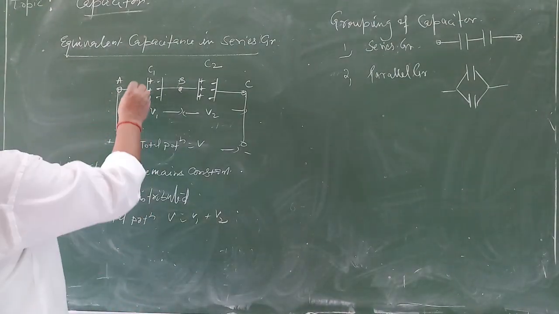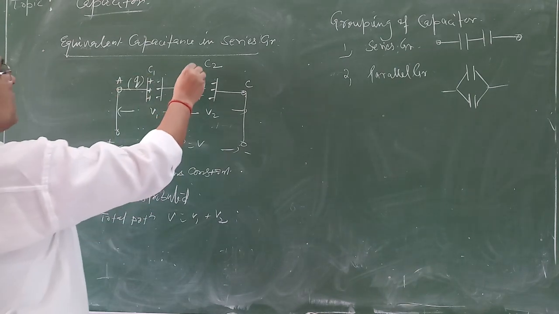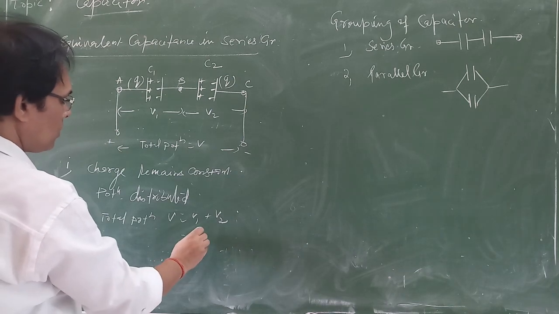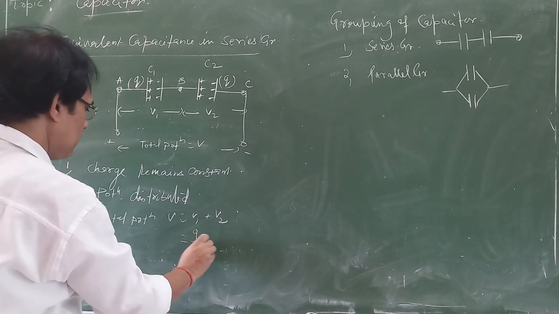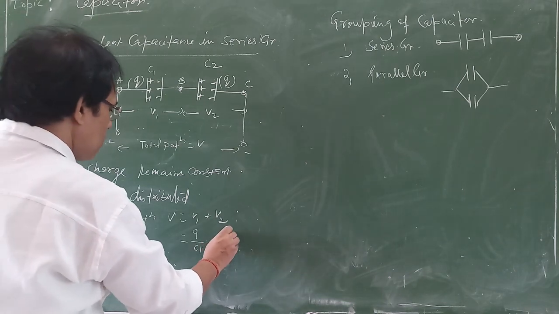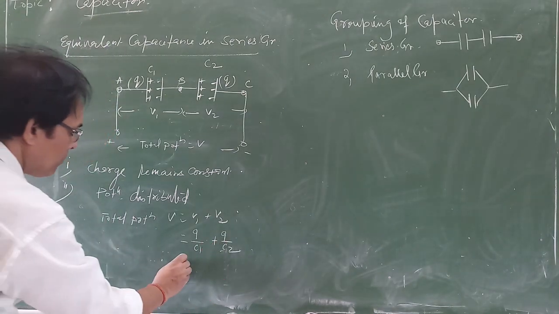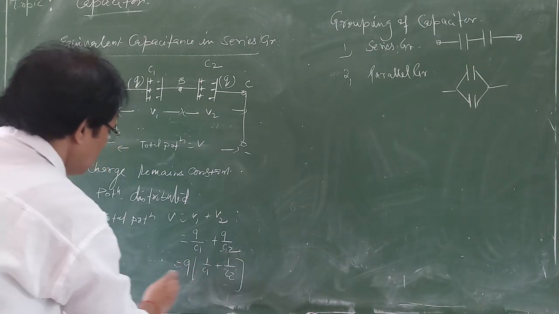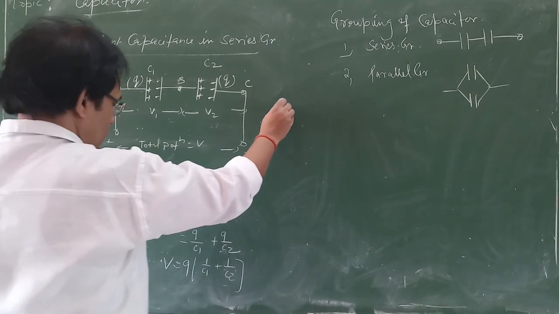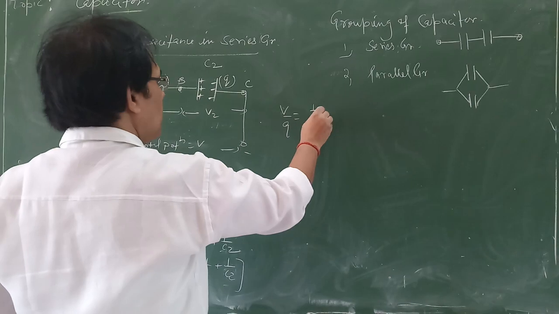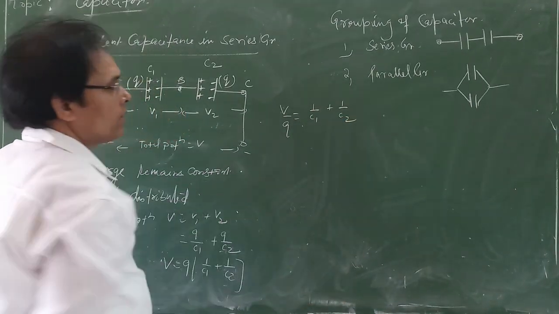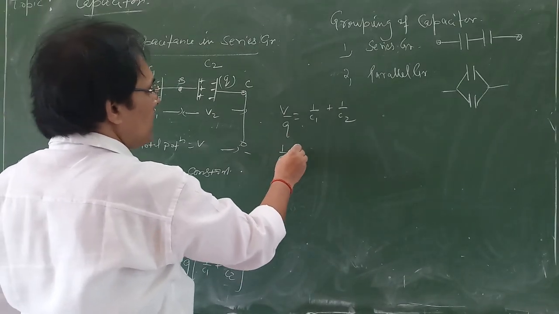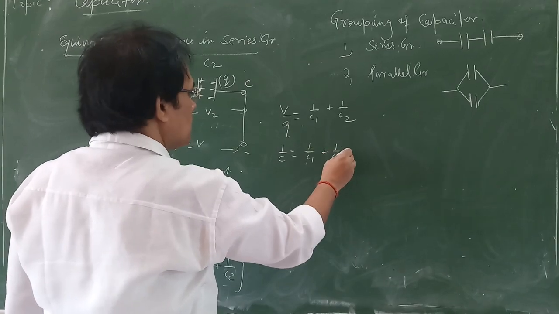Or use the formula. Let Q charge be given to this plate, the same charge is given to this plate also. So use the formula V1 equals Q by C1 and V2 equals Q by C2. Taking the common Q, V upon Q equals 1 by C1 plus 1 by C2. And V upon Q is the reciprocal of capacitance, so 1 by C equals 1 by C1 plus 1 by C2.